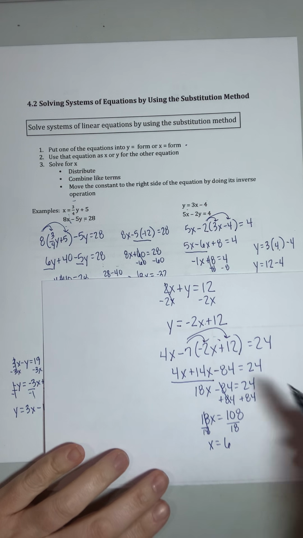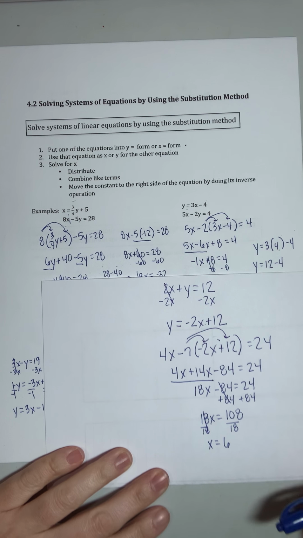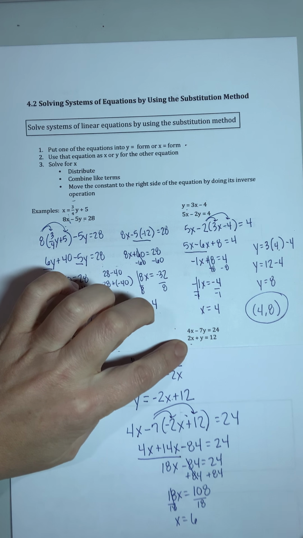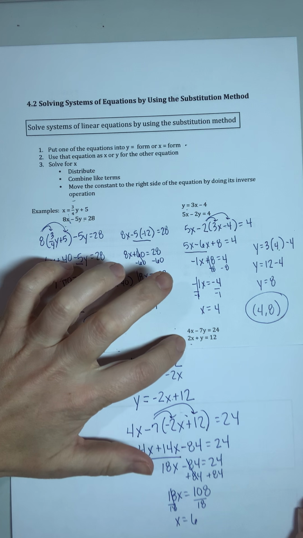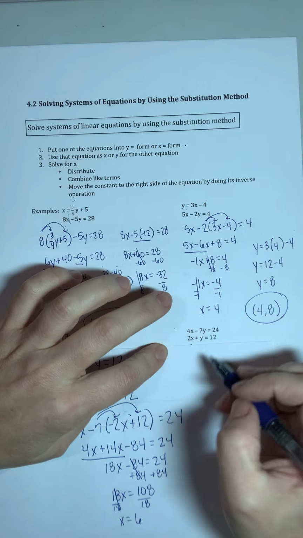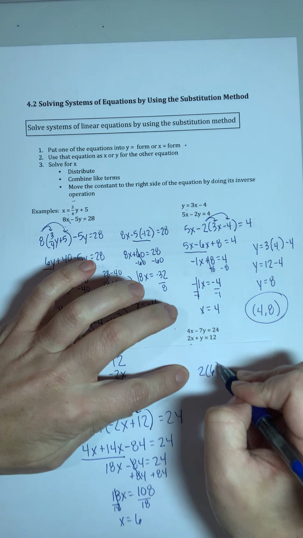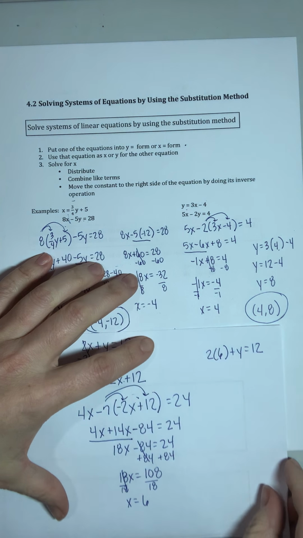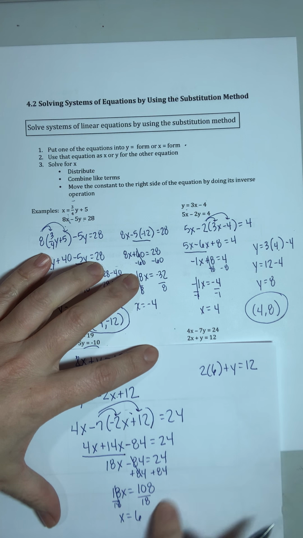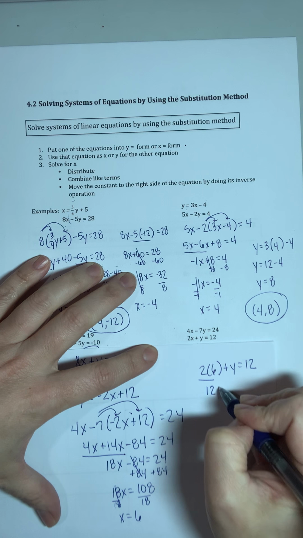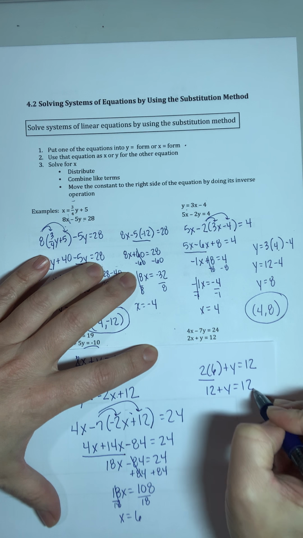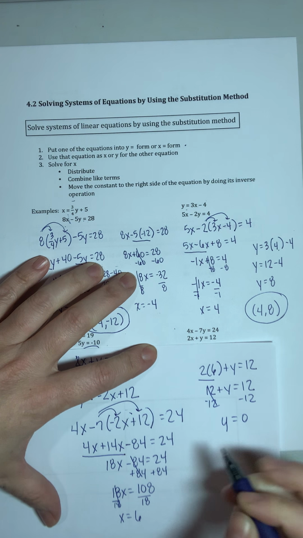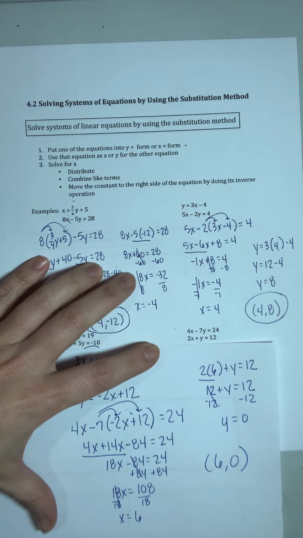Okay. Now that I solved for x, I need to use that to solve for y. So I'm going to look for my easiest. It doesn't really matter since there's no fractions, but let's just go with the second one. So that means I'm going to do 2 times 6 plus y equals 12. Because I know that x is 6 now, so I'm just putting it in. So I have 12 plus y equals 12. To solve for y, I'm going to subtract. So y equals 0. So your final answer is 6, 0.